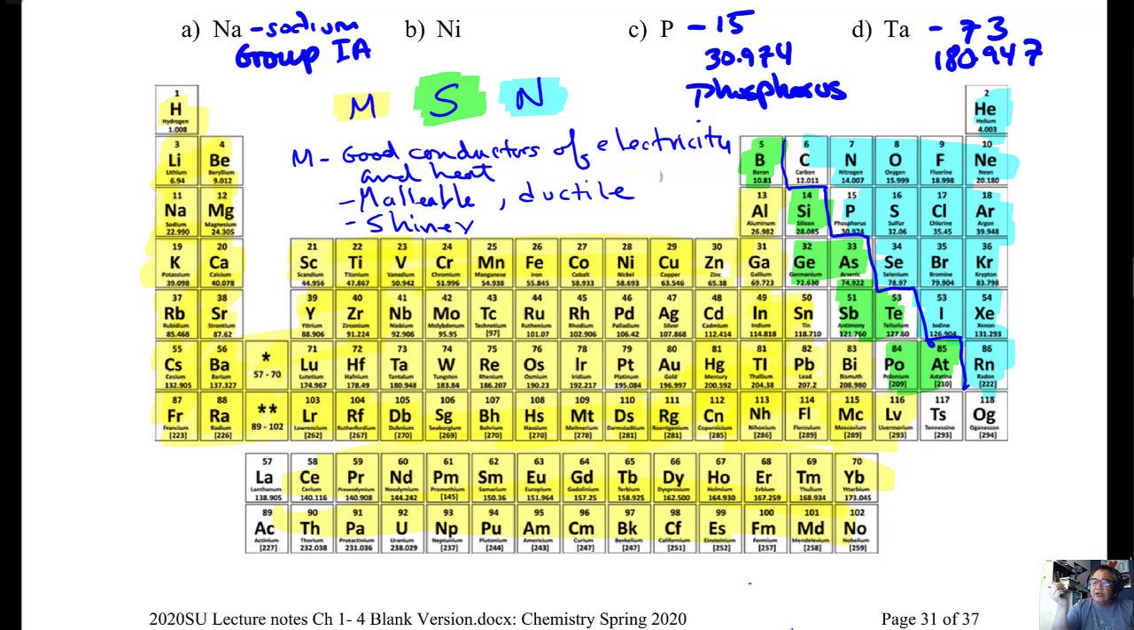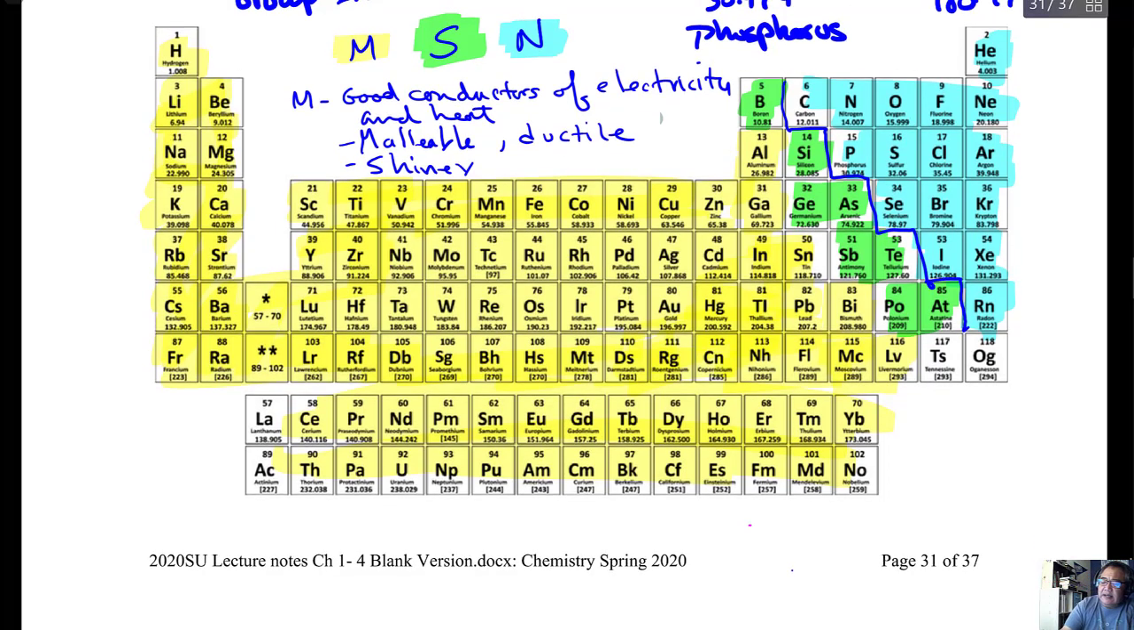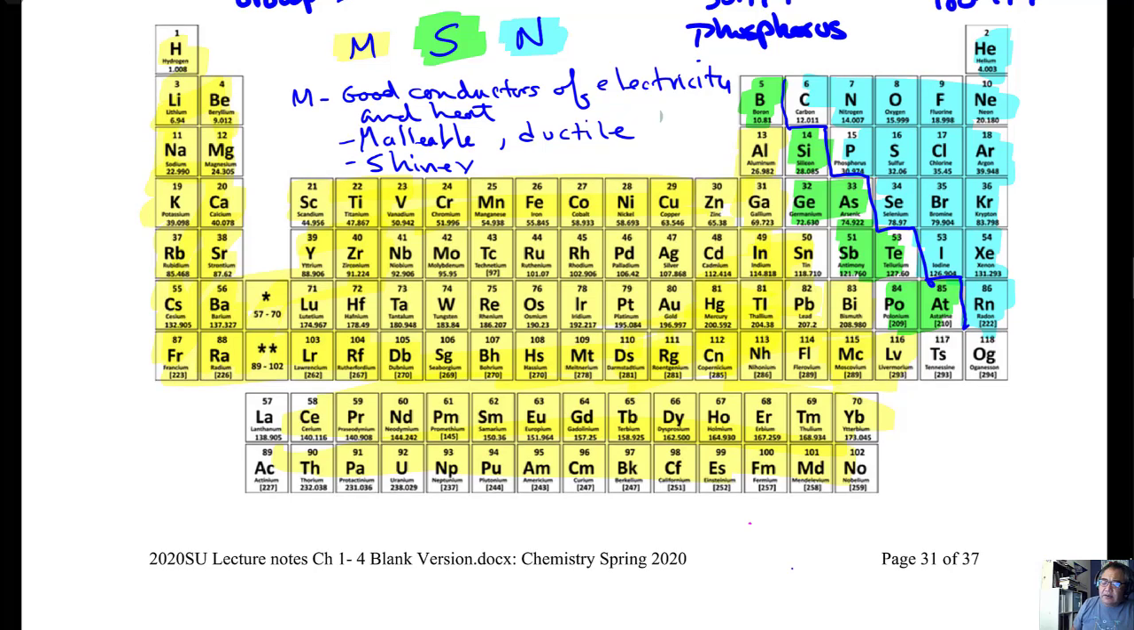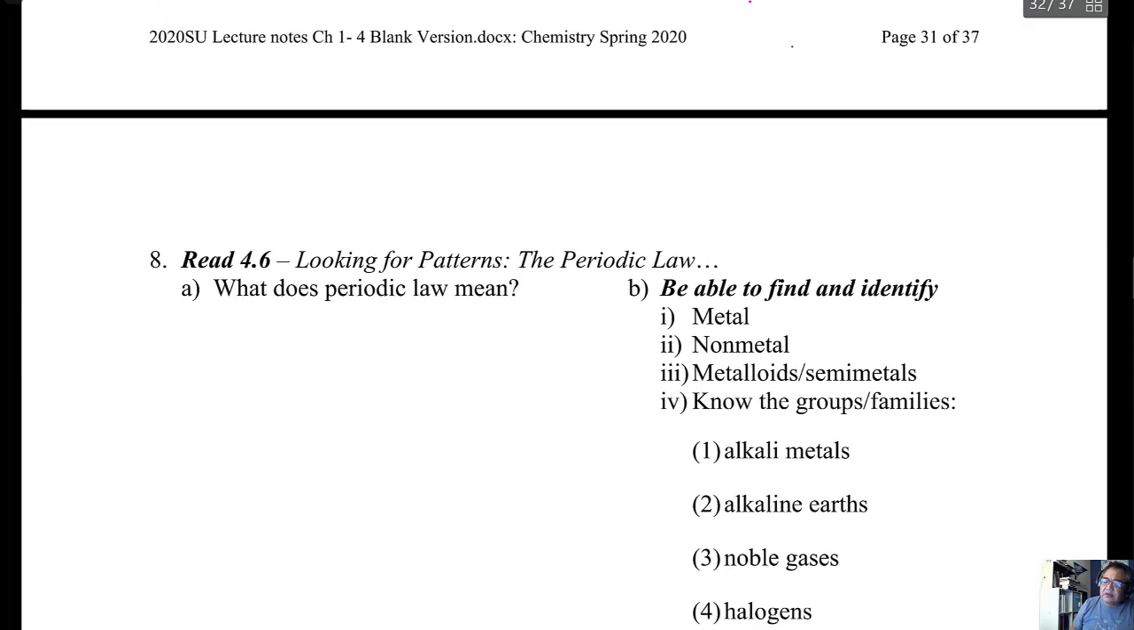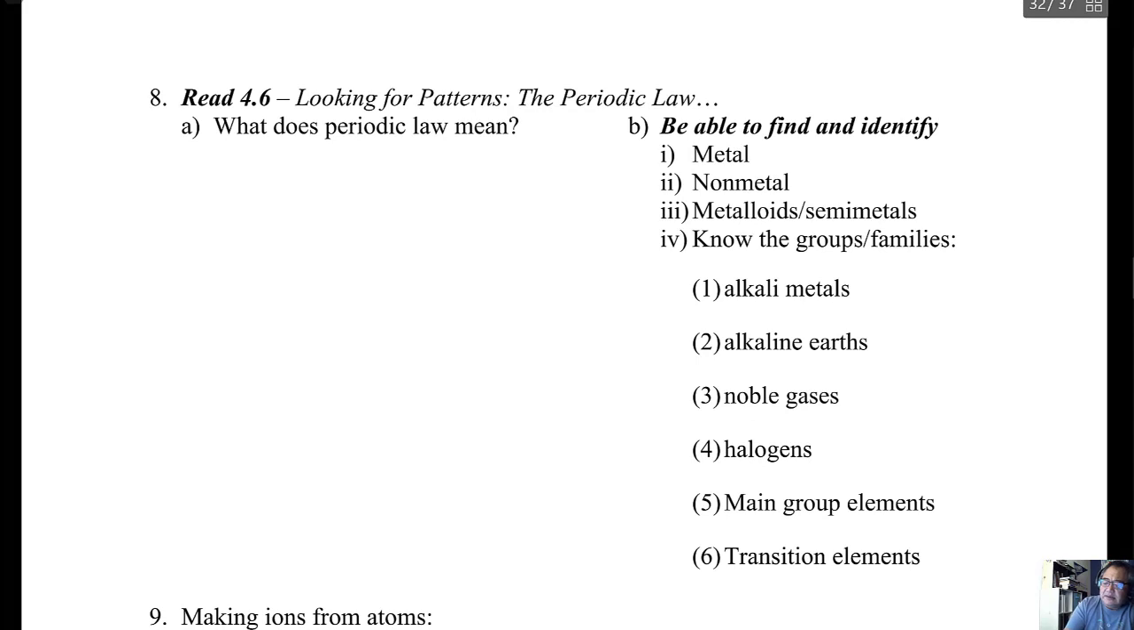One of the things you'll notice is all these elements of the nonmetals are clustered in the top right-hand side of the periodic table, and that's not really accidental. That has to do with the way the electrons are arranged in those atoms. Okay, so a couple of things you need to know. So I've covered the metals, nonmetals.